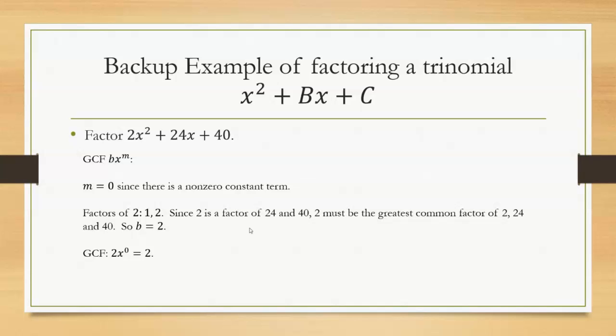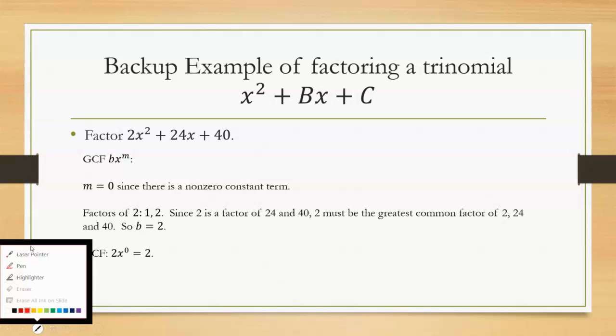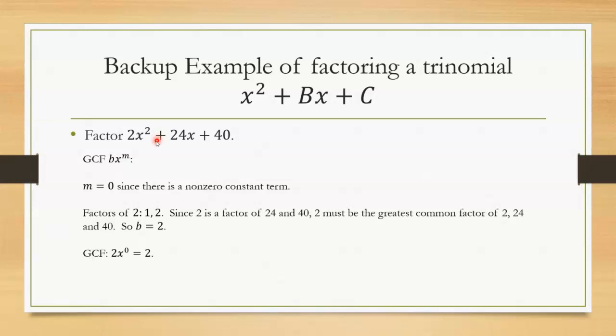There we go. But here what's going to happen is, notice at first, this technique is not going to work. It looks like it won't work, right? Because our leading coefficient is not 1. But right away, you should notice that the GCF is not going to be 1, because 2 is a factor of 24 and 40. In other words, you could factor out a common factor. We'll see that next time.